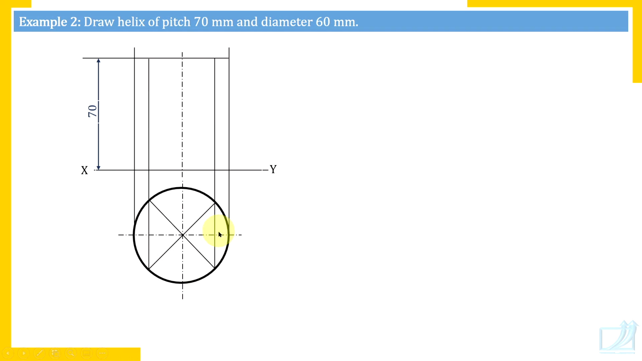Draw projectors in the front view. Divide pitch in 8 parts. At those levels, draw horizontal lines.